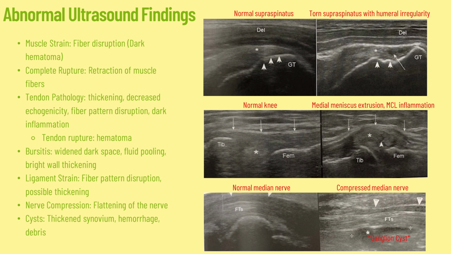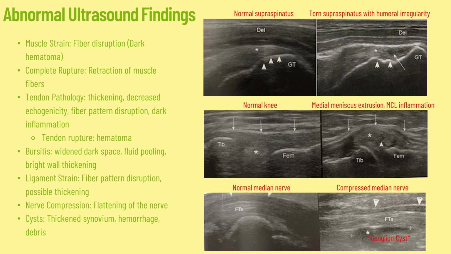And then if we look at the tendon pathology, we're going to see some thickening, we're going to see some decreased echogenicity, so a little bit of darker appearance of the tendon. The fibers as well can be disrupted. And then again, inflammation, hematoma, those are going to appear more dark. So if we have inflammation, we will see more of a dark bogginess that can compress on some of those tendons. And then when we look at bursitis, we're going to see a widened area of darkness, and then we may see more of a thickening of the wall, a little bit more brightness.